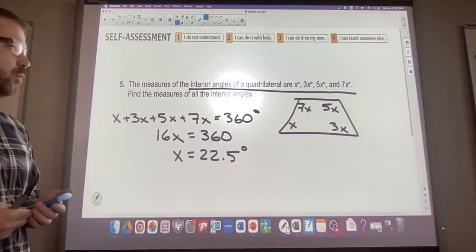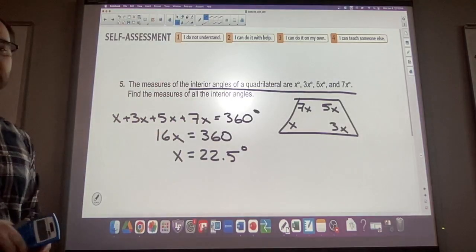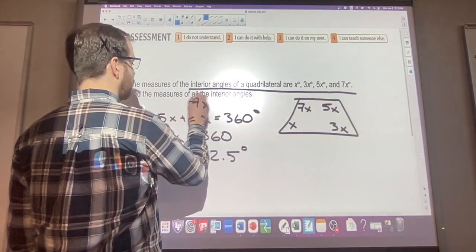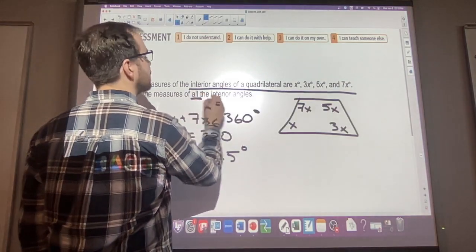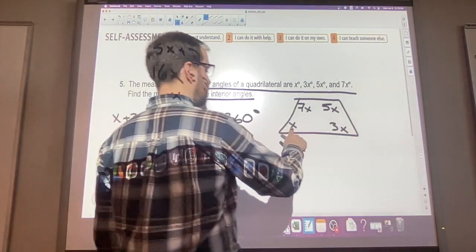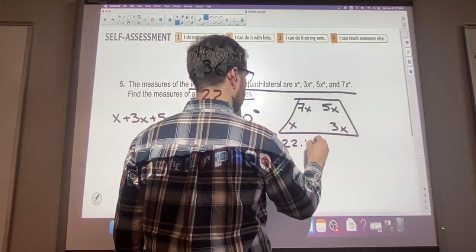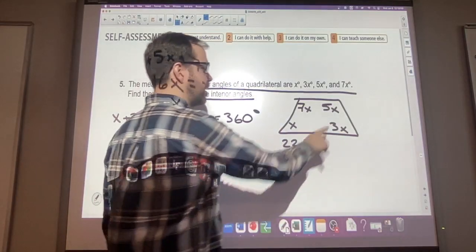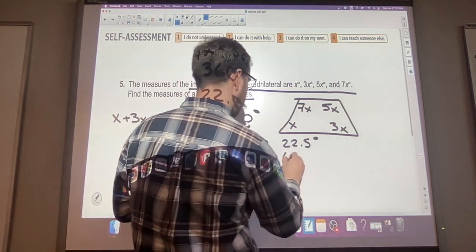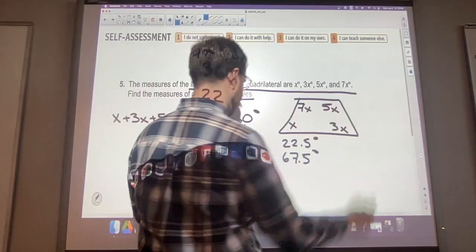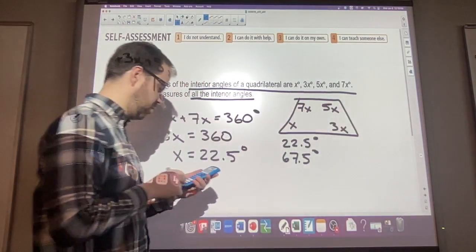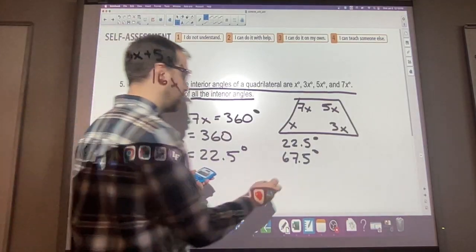So, we are not done. If you read the directions, there's one word that makes it so we're not done. Well, I guess not one word. All, and they want the interior angles. So they want all 4 of those to know what they are. So this one here, this is just x. So the first one's going to be 22.5 degrees. Okay, good. Next one is 3 times that. So multiply that by 3. 67.5 degrees. All right, then we take 22.5 times 5 and then times 7. So go ahead and do that. Let's see what we get.